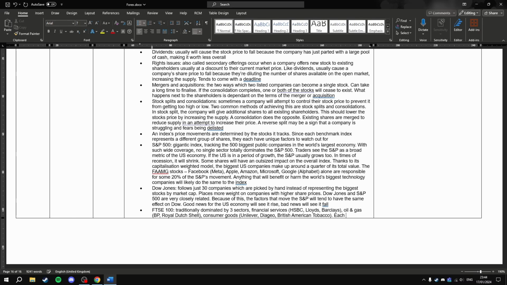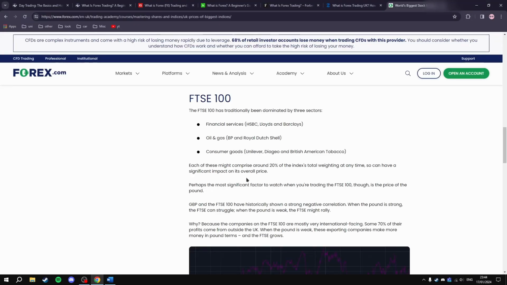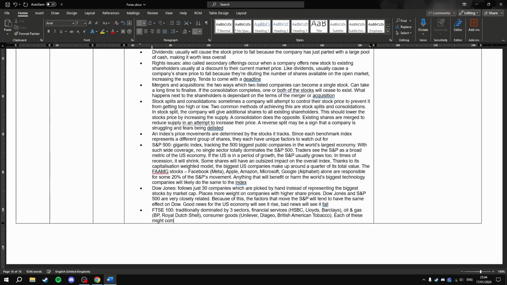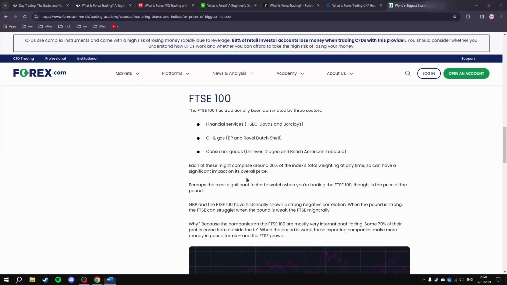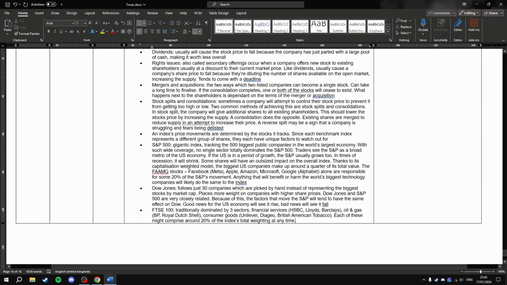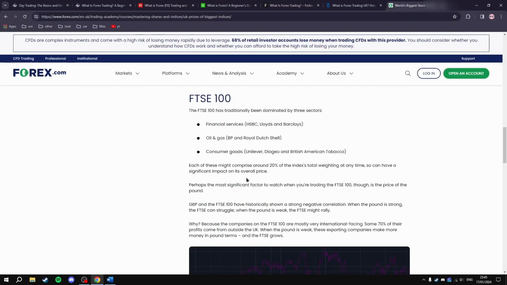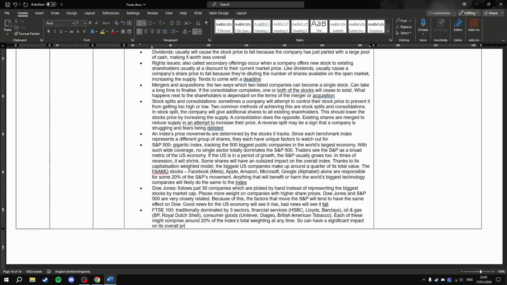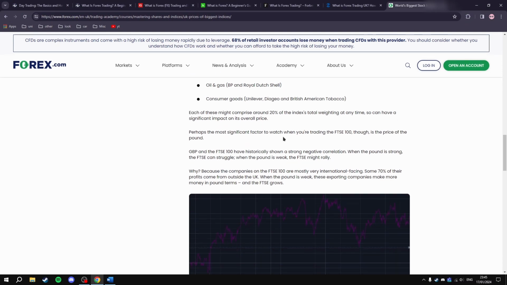So each might comprise around 20% of the index's total weighting at any time, so it can have a significant impact on its overall price. Perhaps the most significant factor to watch out for when you're trading the FTSE 100 though is the price of the pound.